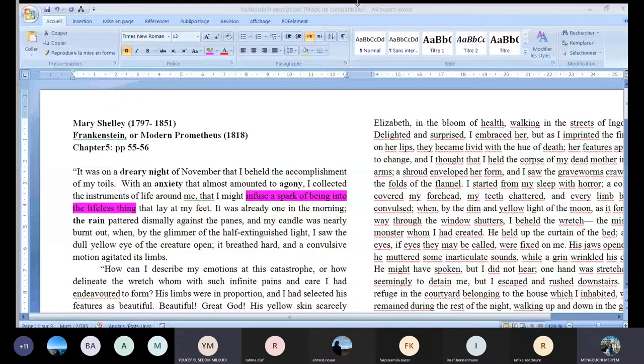So they were dead because they were lifeless before, like he executed the experiment. And yes, the body was lifeless because he collected. See, we're going to see this later in the text. He explains that he collected. It's still here. I collected the instruments of life around me. Okay, see here. I collected the instruments of life around me. He collected different parts of human beings, different body organs, and brought them together to make a human body.